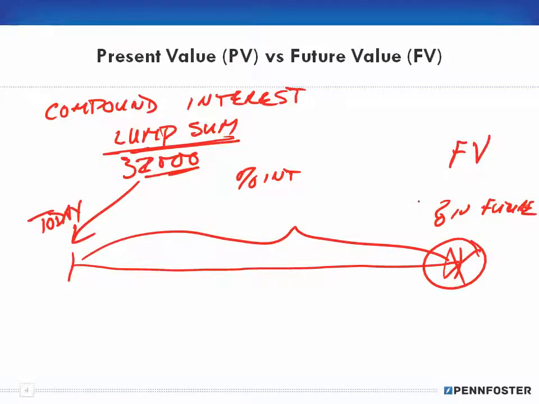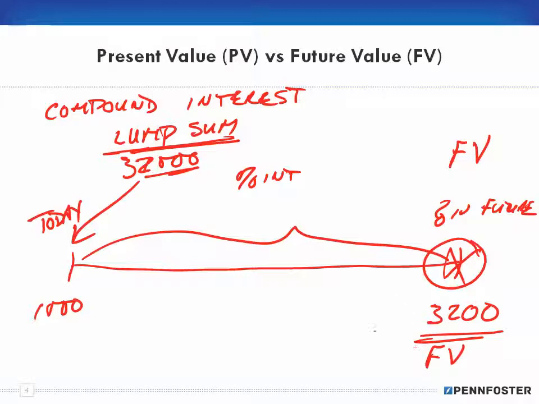Now, the reverse is true also. I'm just going to make something up here. Let's say we're investing $1,000 today. Again, this is just made up. For whatever period of time, at whatever percent interest, in the future, this is now worth $3,200. That's the future value. We can do the same thing, but in reverse.